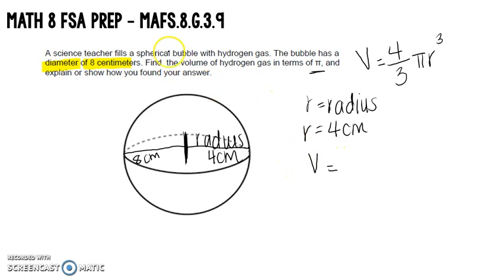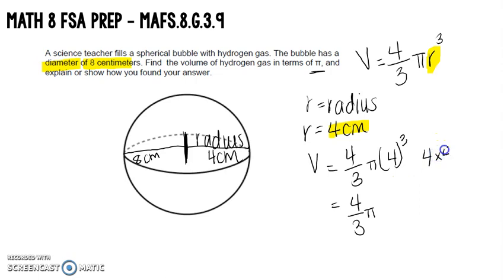So now what I can do is plug this in. So my volume formula, I'm going to take my 4 and plug it in for the radius. So volume equals 4/3 pi r cubed. So when you're solving volume formulas, this is 4 cubed, which is 4 times 4 times 4, which is 64. Not 4 times 3, which is 12.